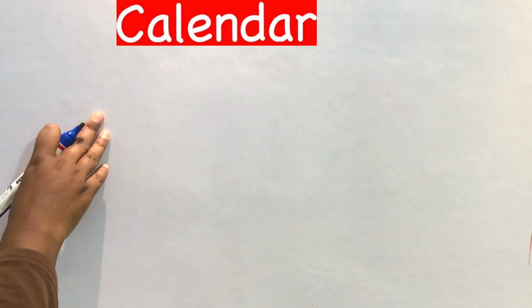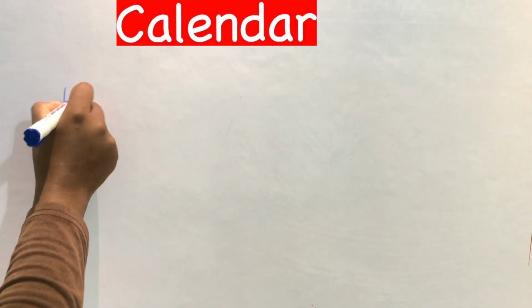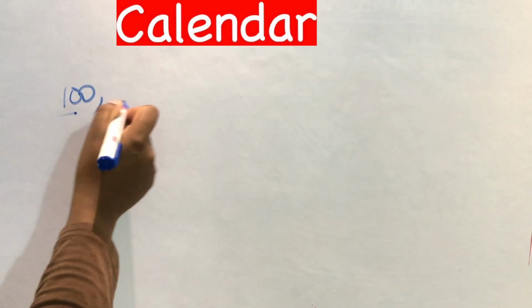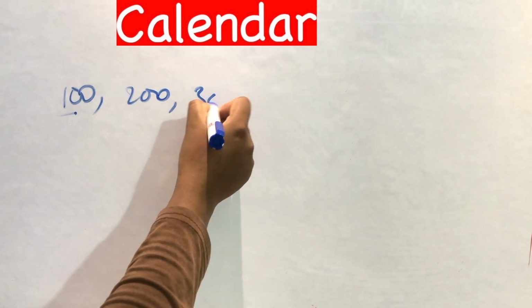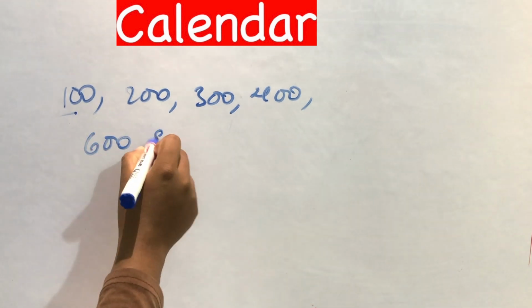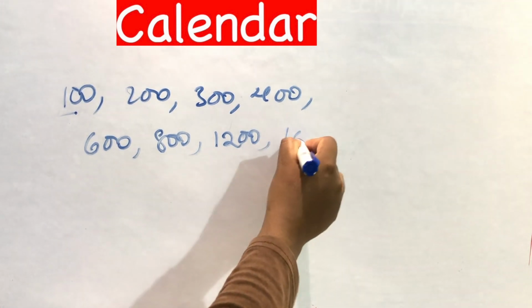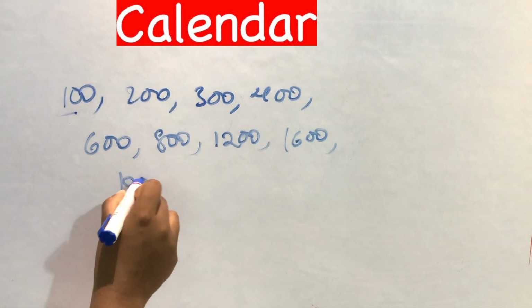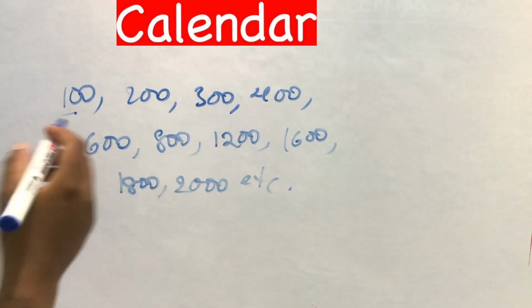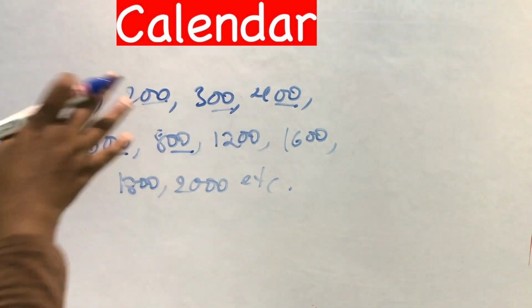Now let's discuss about century year. Basically, the century year is nothing but for every 100 years it is known as century years. So similarly, like 100 is century year, 200, 300, 400, 600, 800, 1200, 1600, 1800, 2000, etc. So whenever your year is ending with two zeros or else more than two zeros, then it is known as century year.